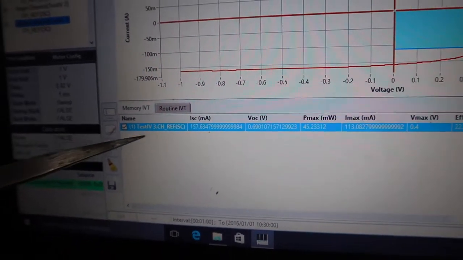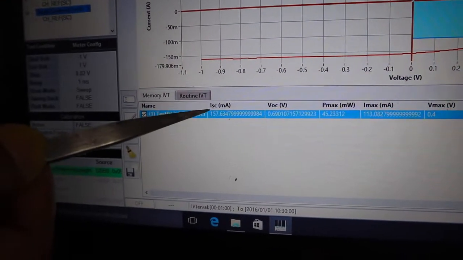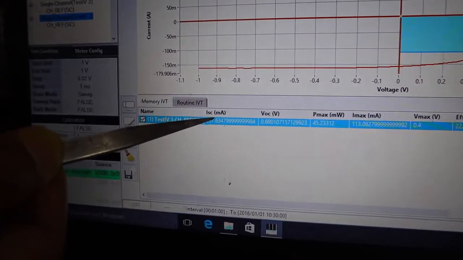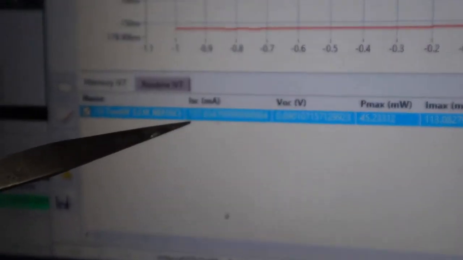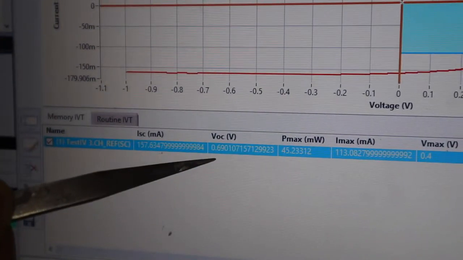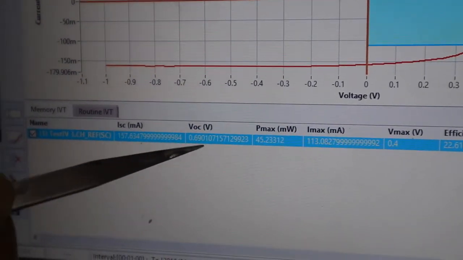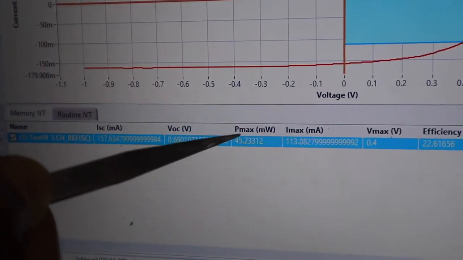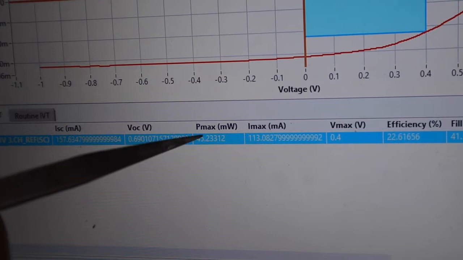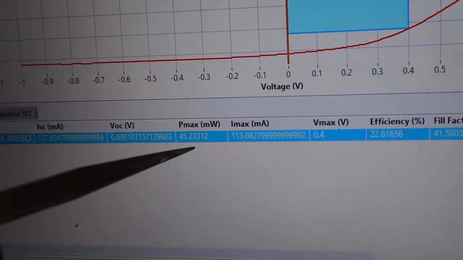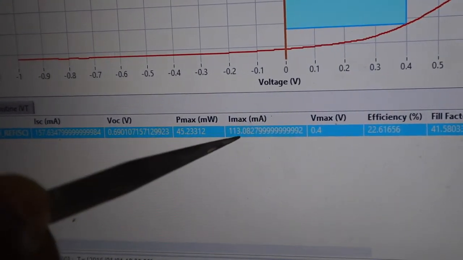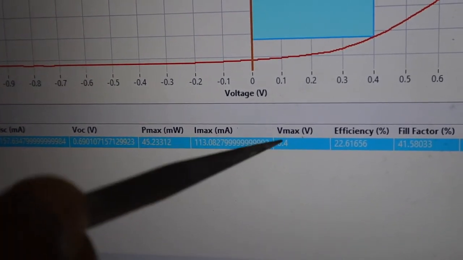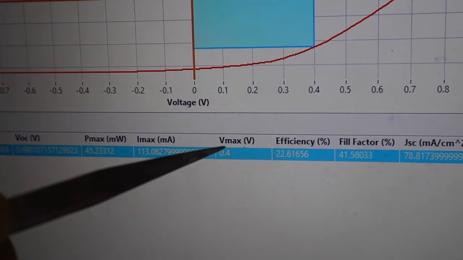You can see that the test, and after that the ISC. This ISC is the short circuit current, that is one of the solar parameters. In milliampere it is 157. Then the open circuit voltage VOC, that is 0.69, and then we have the Pmax. The Pmax is the maximum power obtained from here, that is 45. Then you have the Imax, that is maximum current density, and Vmax is the maximum voltage.